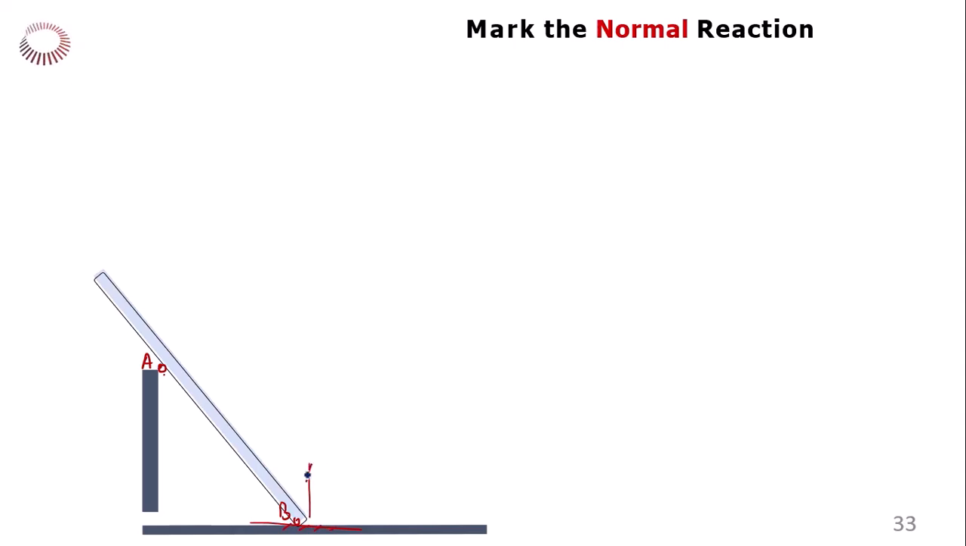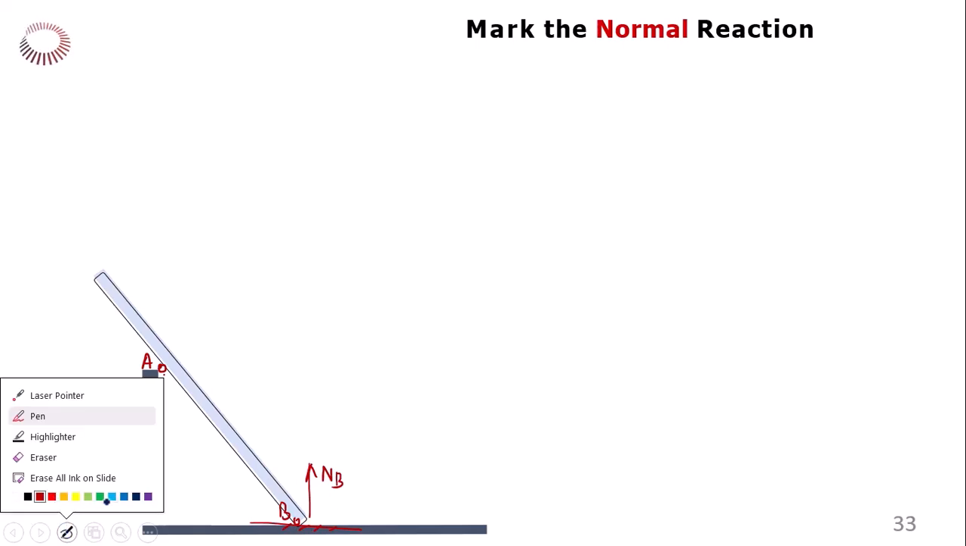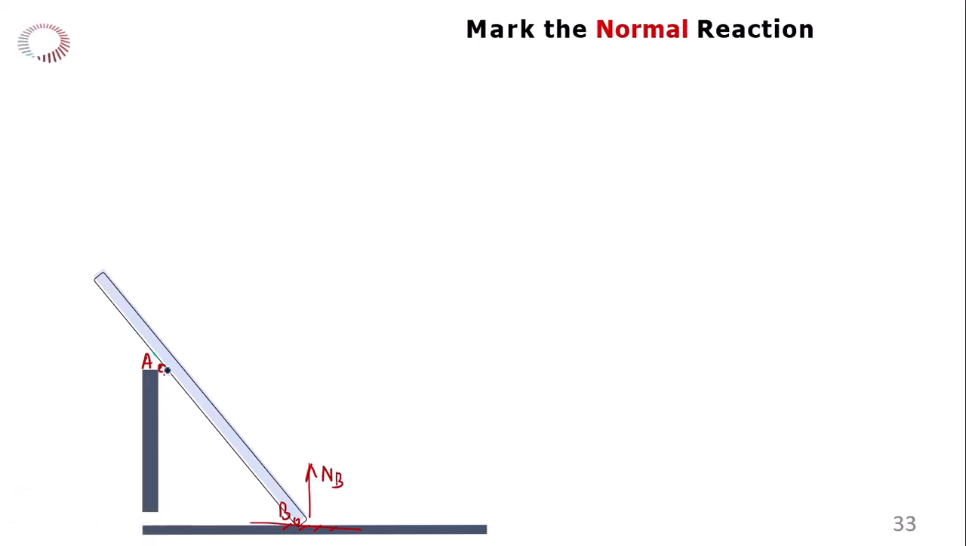So for this surface, NB is acting upward. But for point A, since there is no surface of the wall, I have to consider the surface of the object itself. So this is the surface of the object that is in contact at point A, and perpendicular to this surface is NA. So be very careful about the normal direction. Normal is always a pushing type of force, first of all, and it is perpendicular to the contact surface.